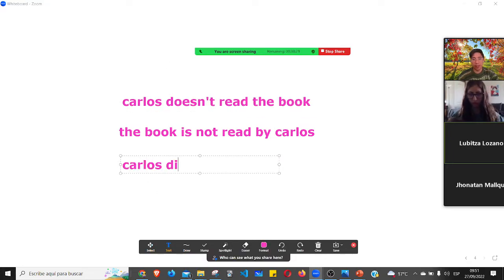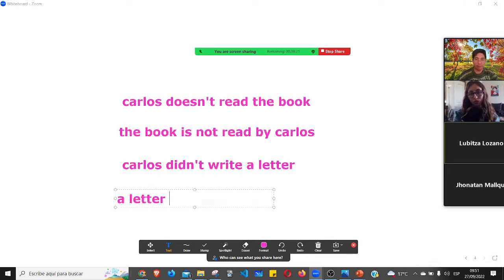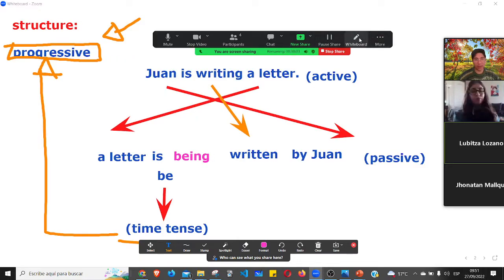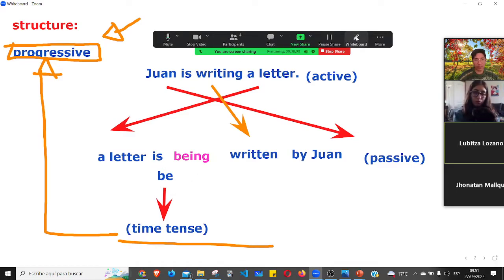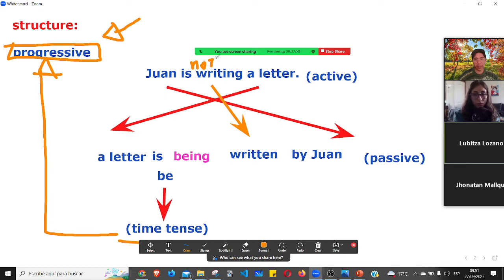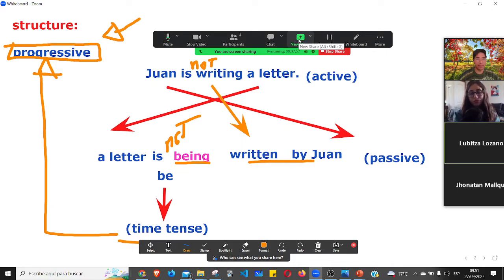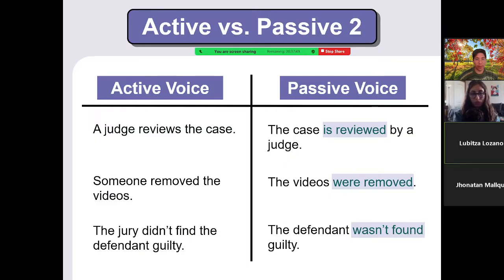Now, next one. Negative: Carlos didn't write a letter. So you say "a letter"... there is not. Why "was not"? Because this is the past. Wasn't, or was not: a letter wasn't written by Carlos. Yes, guys, remember that here we have the verb be. Probably we have: Juan is not writing a letter, a letter is not being written by Juan. Okay? Okay, so let's continue.